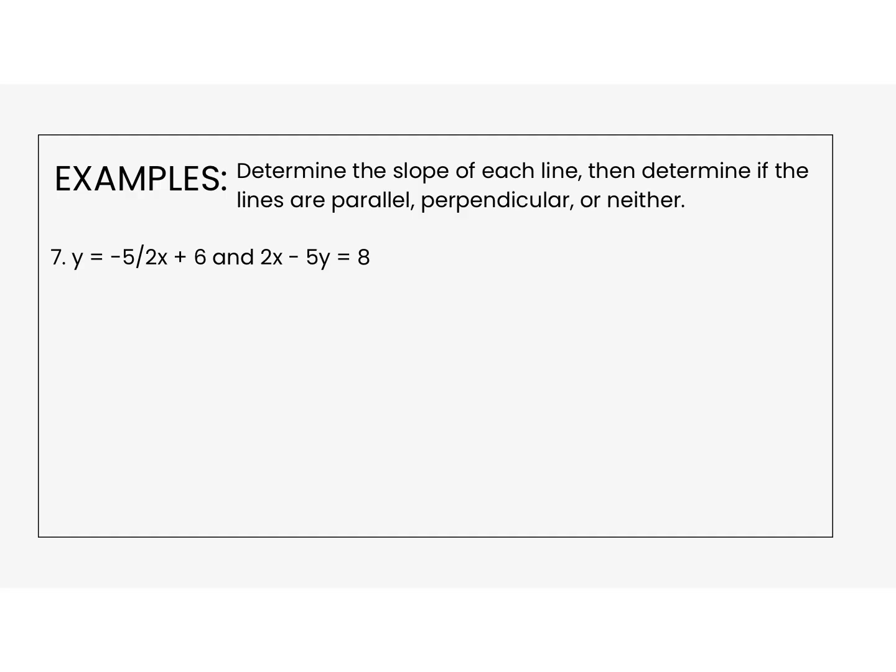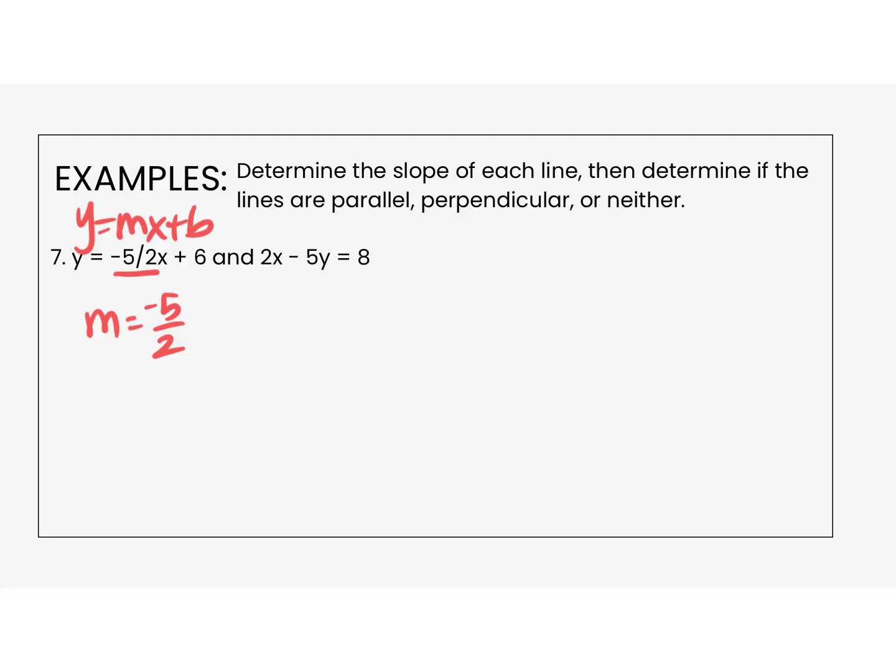Here's another example. We're going to do the same thing. So I want them again in slope-intercept form so I can look at and identify the slope. So in this case, my slope is -5/2. In this case, this is not in slope-intercept form.